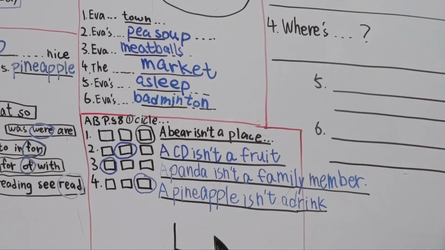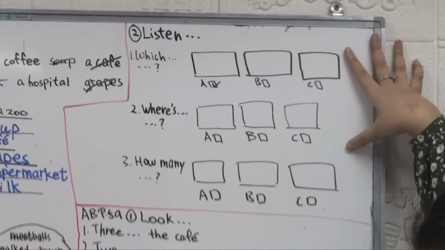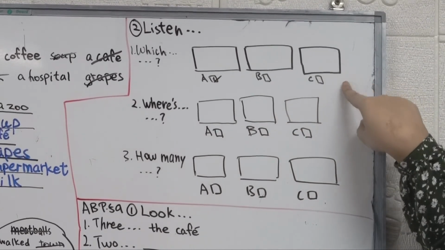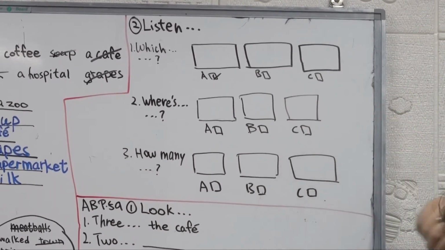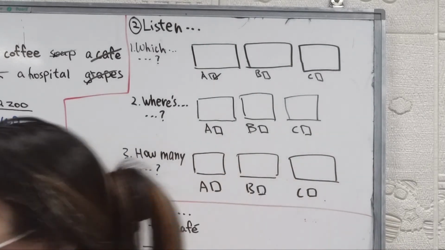Good. Page number 58, part 2. Listen and tick the box. Number 1 is an example. So 2 and 3, you do it by yourself. Listen and tick the correct box.